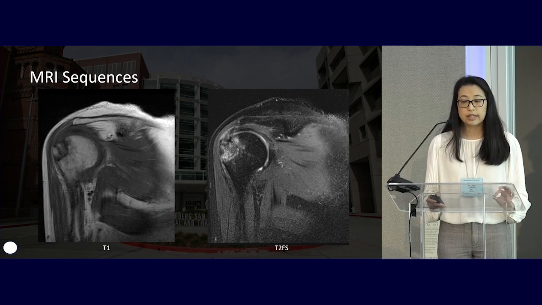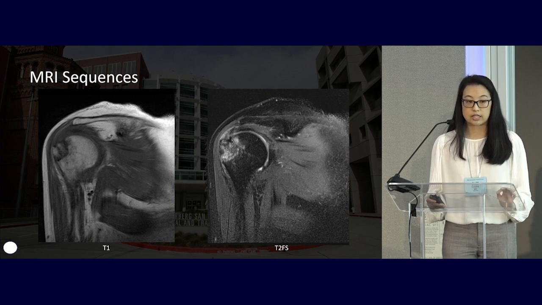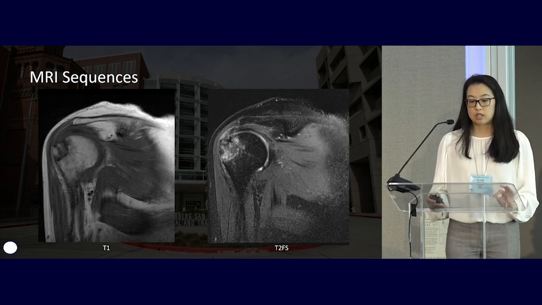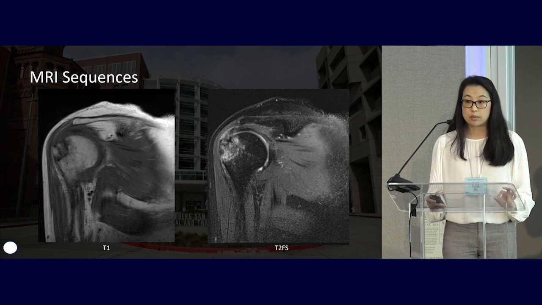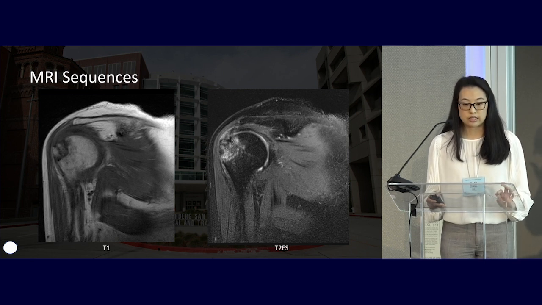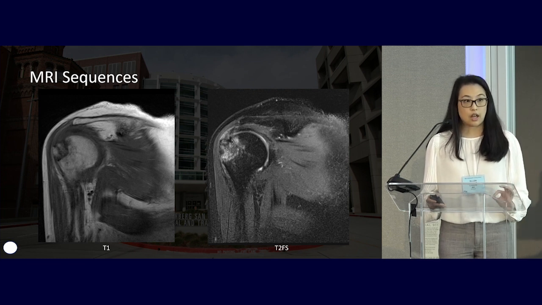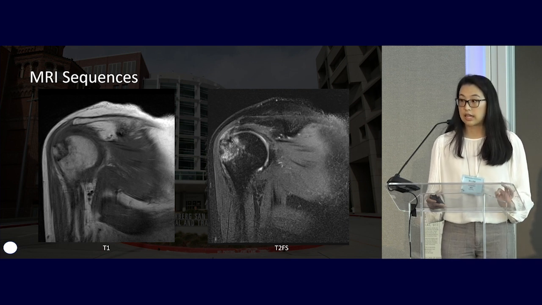The other main sequence that you may wish to look at are fluid-sensitive sequences, such as T2 fat-saturated or STIR sequences, as you can see here on the right. So here you can see that the fat has been suppressed out and edema and fluid is bright. And so you can see marrow edema here in the region of the fracture at the greater tuberosity. And sometimes the T2 fat-saturated or fluid-sensitive signal will be more pronounced as compared to the signal on the T1 weighted images and can help to direct your attention to the appropriate area of concern.